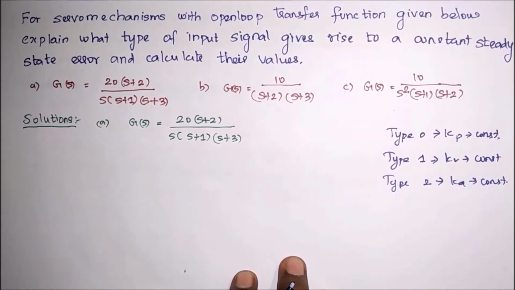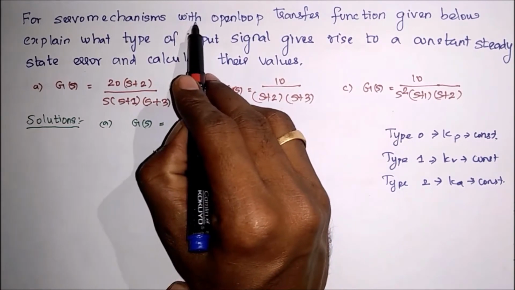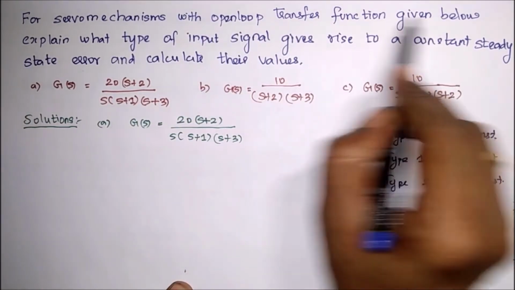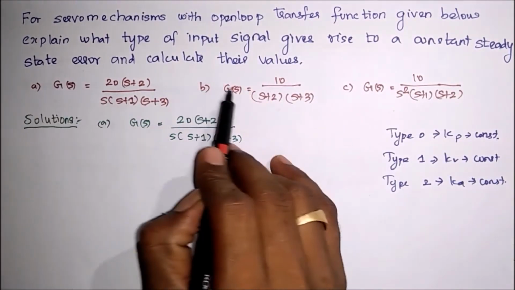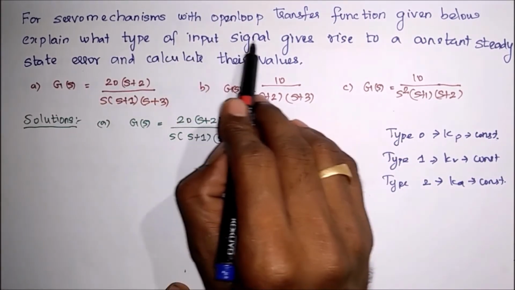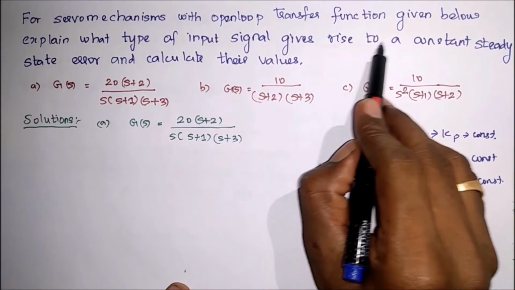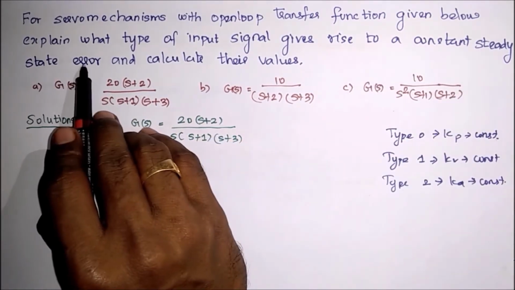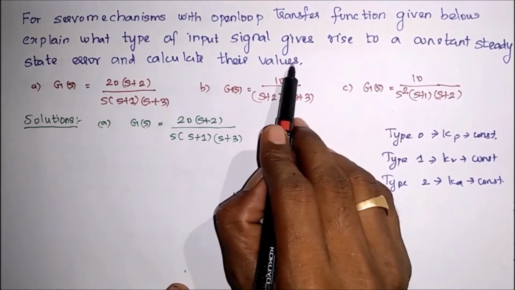In this video, we are going to solve a problem based on static error constants and steady state error. The given problem is for servo mechanisms with open loop transfer functions given below. So these three are the open loop transfer functions. Explain what type of input signal gives rise to a constant steady state error and calculate their values.